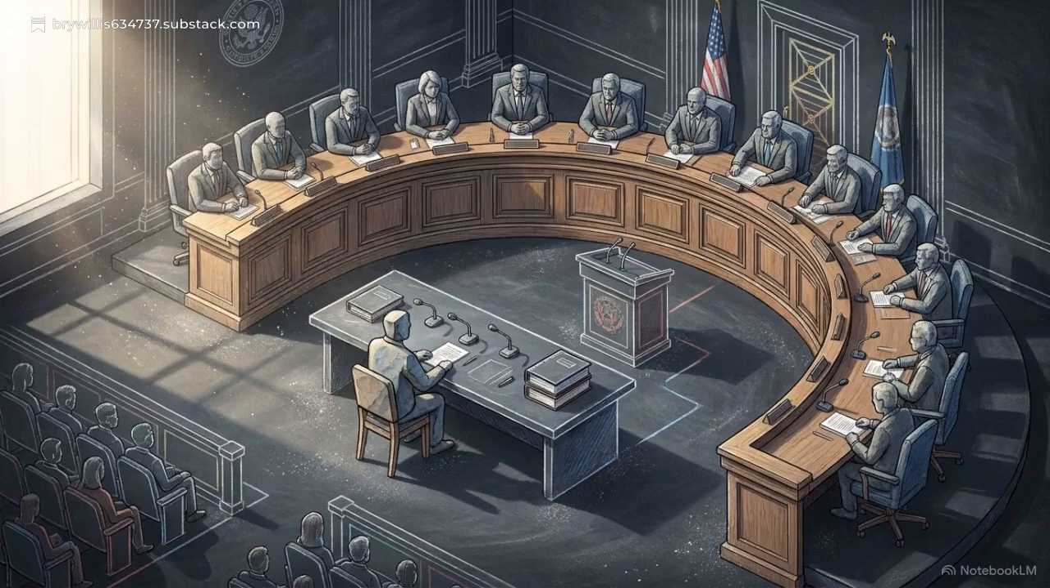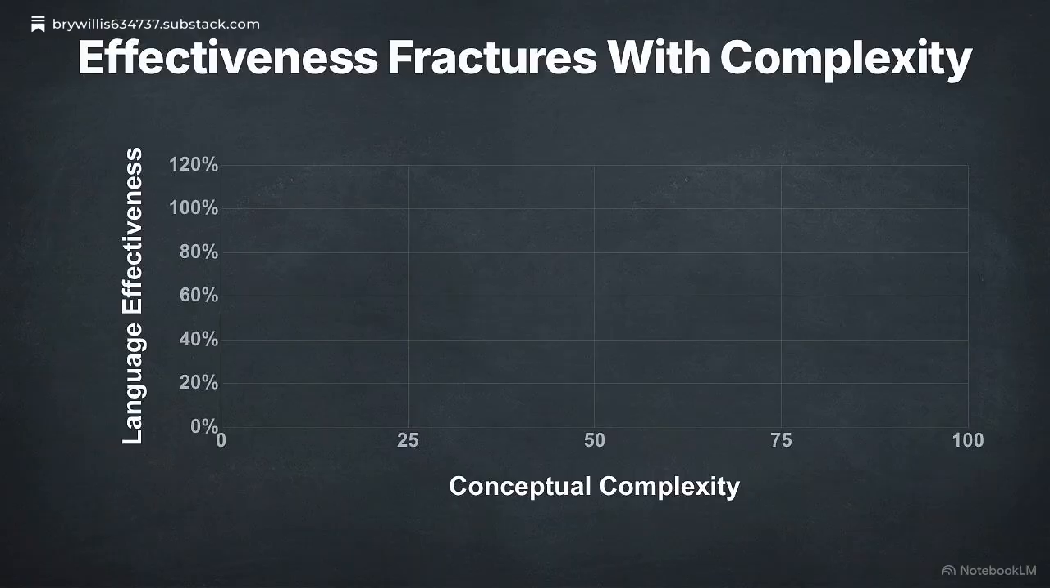This framework applies strictly to the arena where humans demand the highest degree of precision, yet predictably encounter the limits of expression. We begin with two axes. The horizontal axis measures conceptual complexity, while the vertical axis tracks language effectiveness.